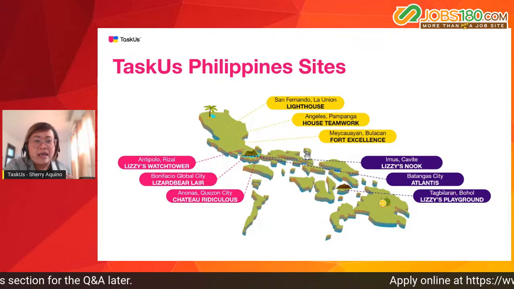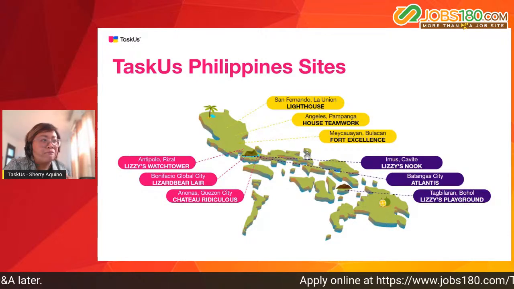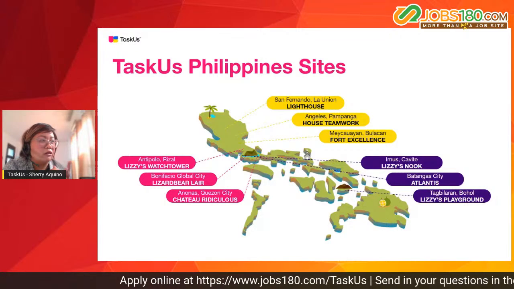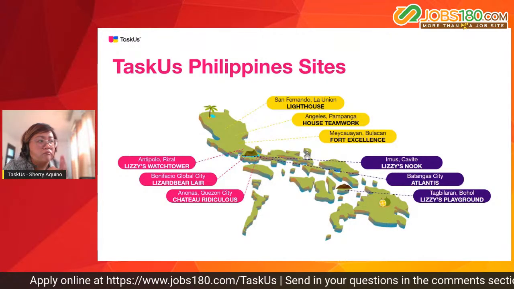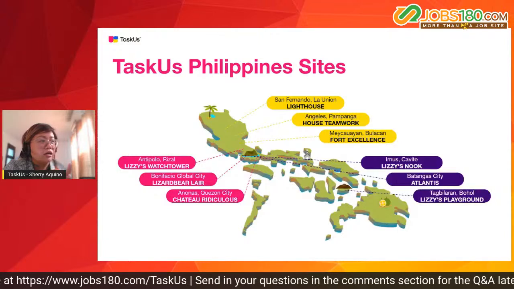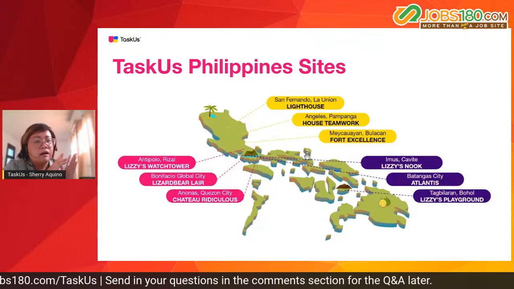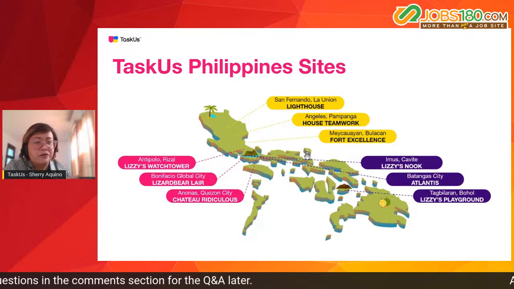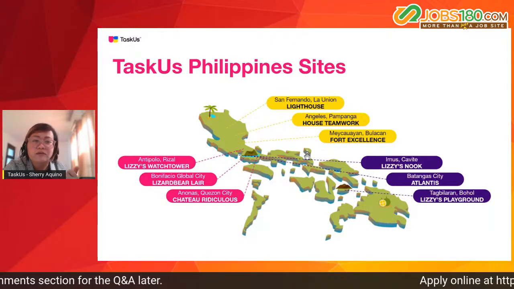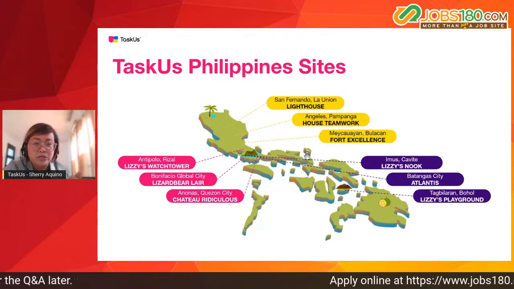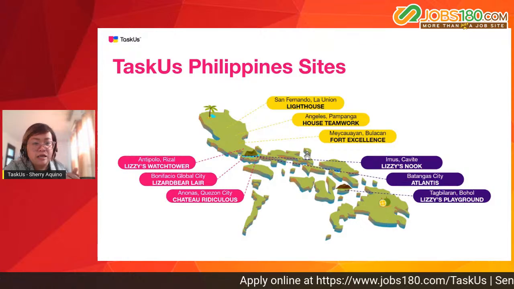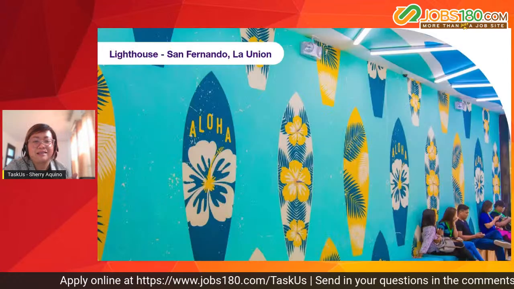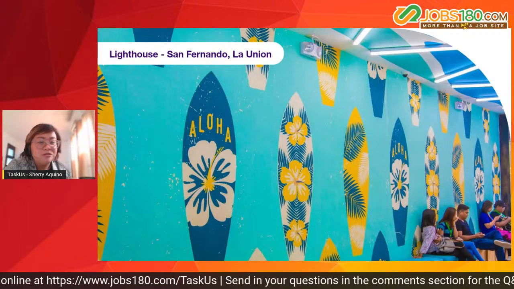And just some more information about TaskUs. Aside from the Philippine sites, we also have locations globally. We have India, US, Taiwan, Mexico, Colombia, Greece, and Ireland as well. So TaskUs is present in those countries. And overall, we have about 35,600 plus employees worldwide. Okay, so let's proceed to the next slide.